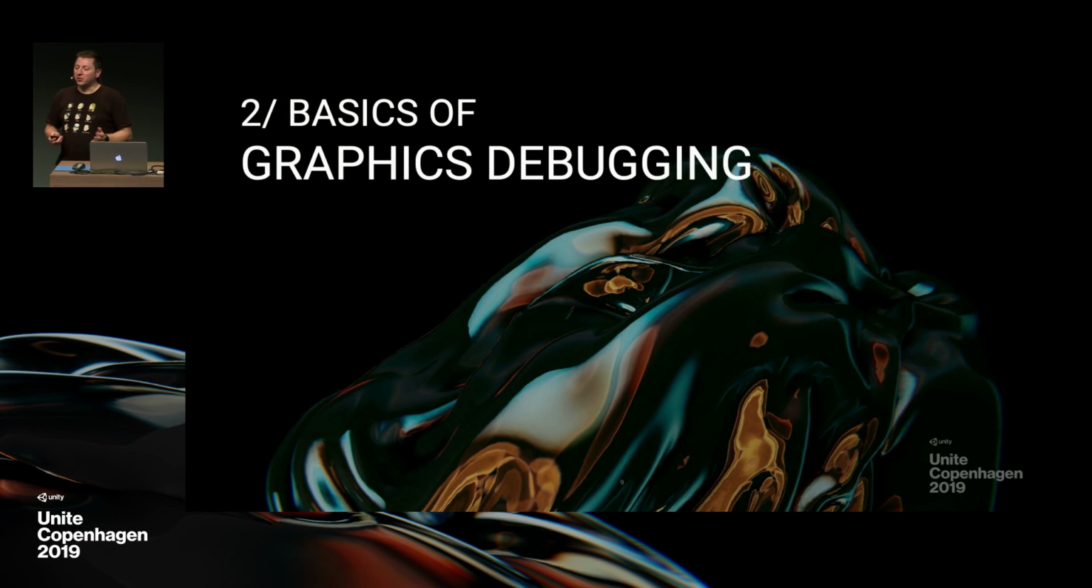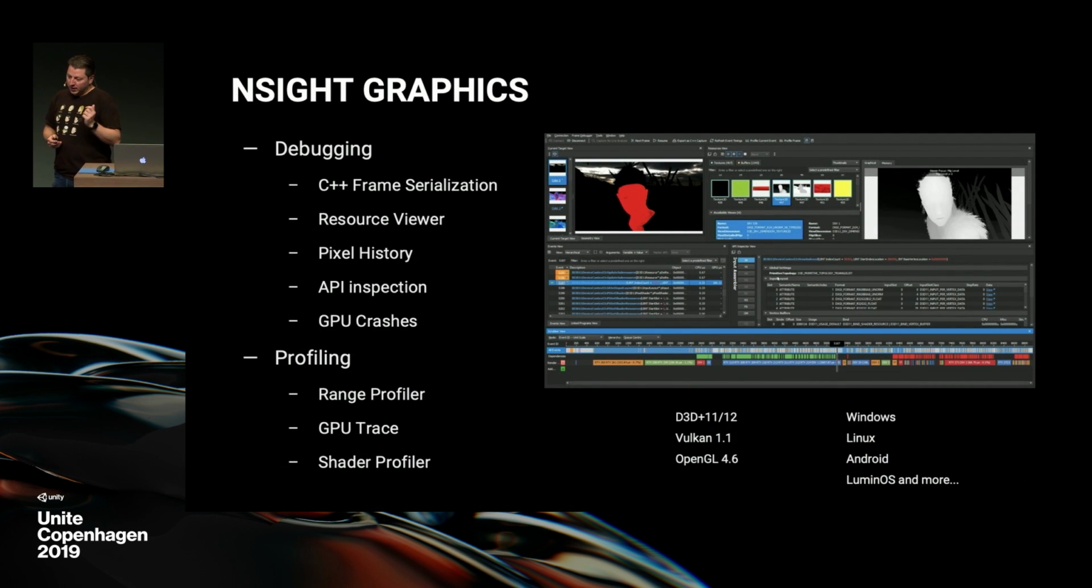So some basics for graphics debugging. This is Nsight Graphics. It does C++ frame serialization. It's got a resource viewer in it. It does pixel history, API inspection, and you can look at GPU crashes. I'm going to dive into some more of this stuff, but this is kind of a high-level overview initially. It's not just a debugger.